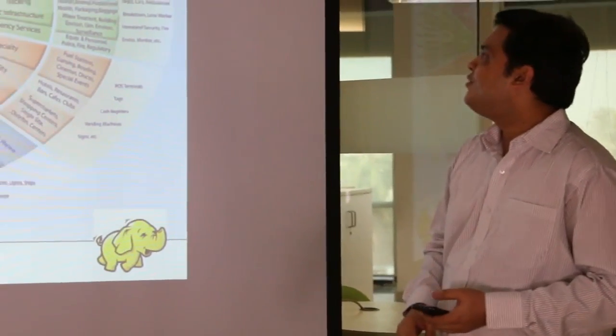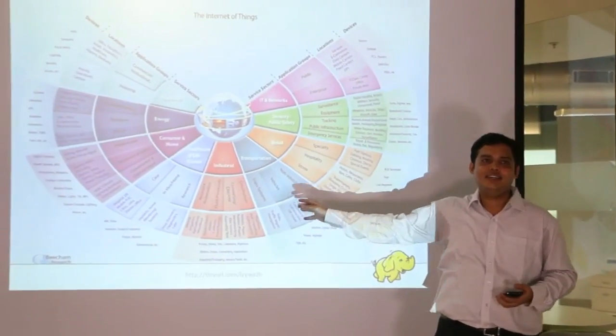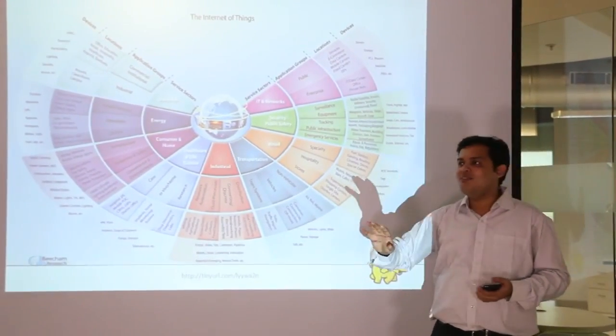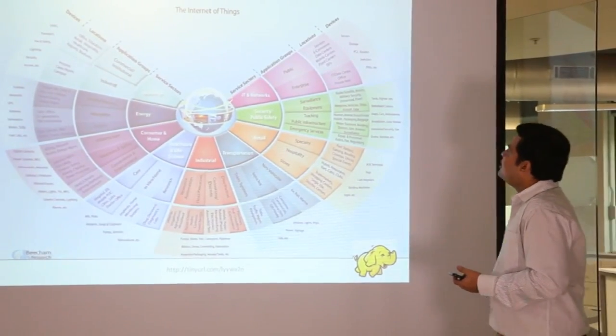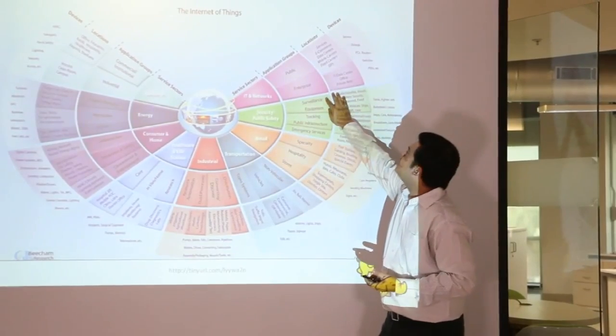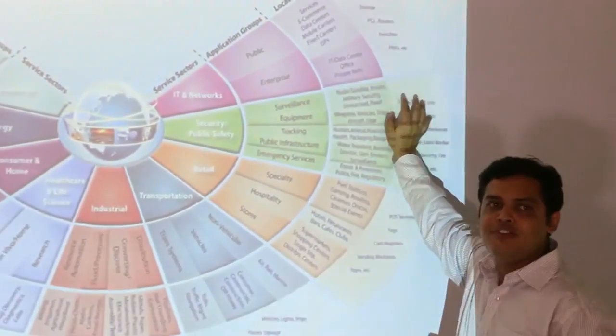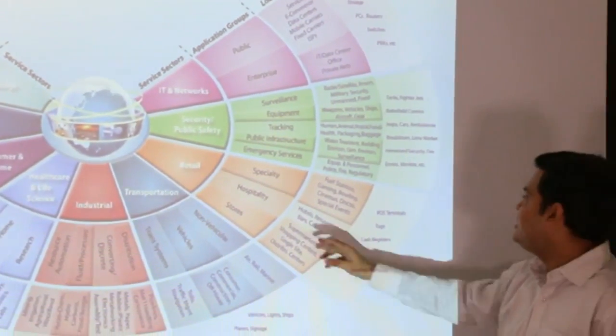So this is basically what we call the Internet of Things. These are the things that generate data. Look at it carefully. I will be sharing this presentation, but I will just take you through one case. We have service sectors, application groups, locations, and devices. If I take an example of a retail service sector, let's say stores.